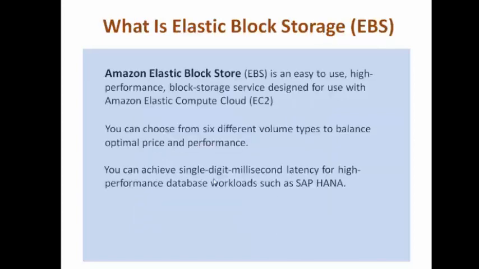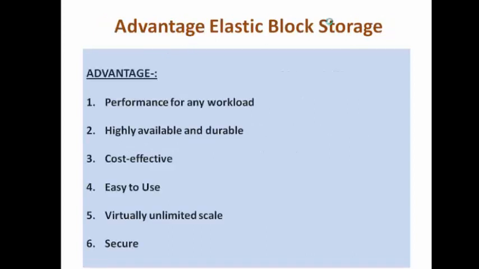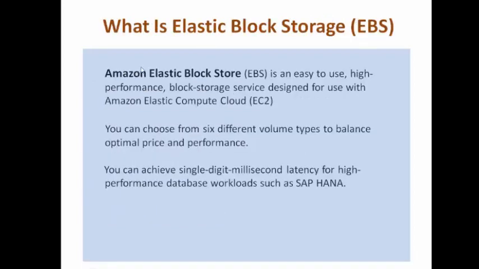Let's talk about Elastic Block Store. In the last slide we learned about block storage, so now let's see what Elastic Block Store is. Amazon Elastic Block Store is an easy-to-use, high-performance block storage service designed for use with Amazon Elastic Compute Cloud, meaning EC2. Whenever you choose Elastic Block Store, you have 6 different types of volumes.